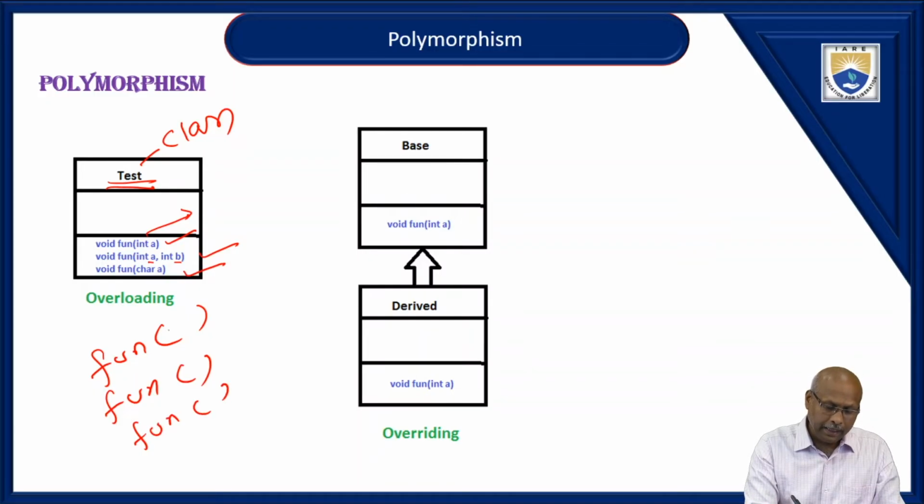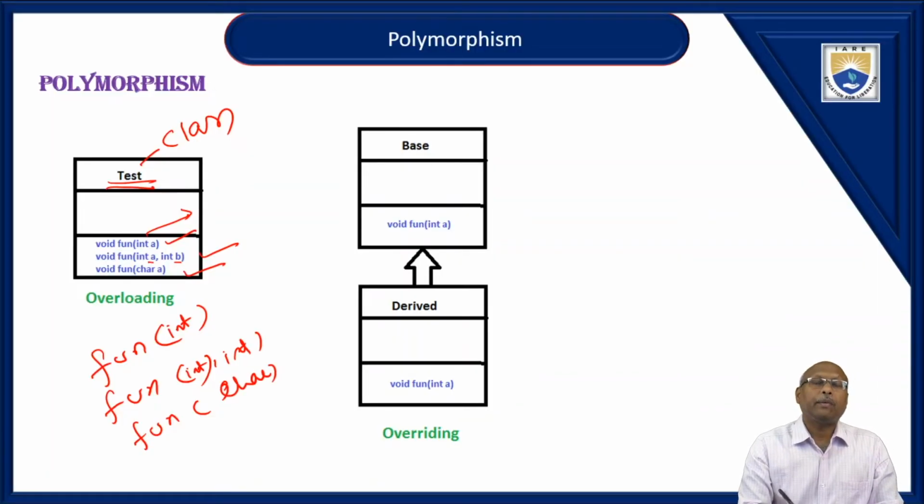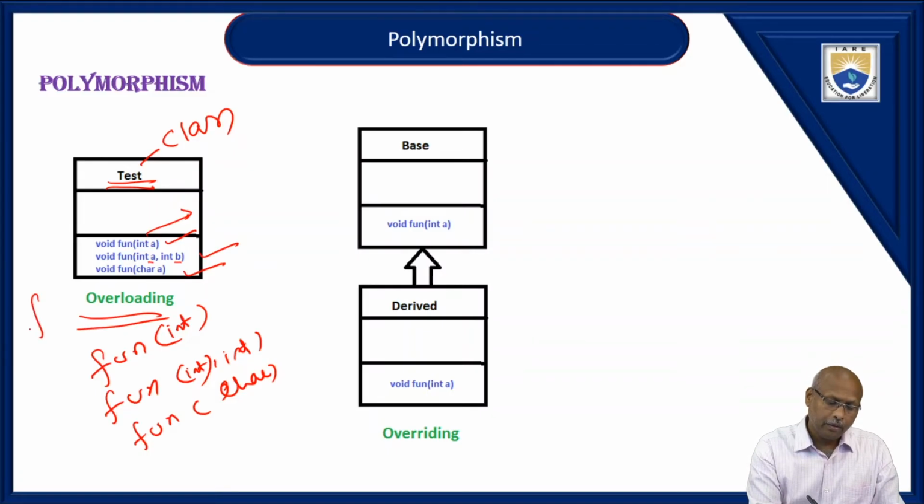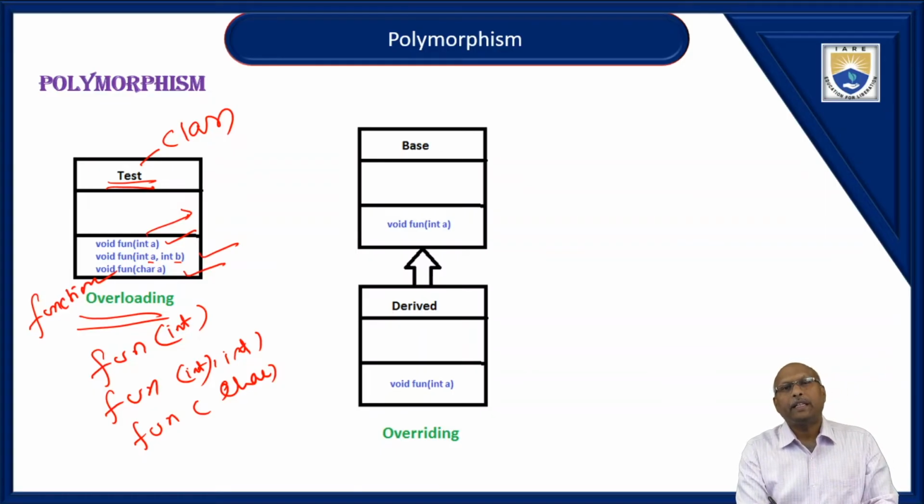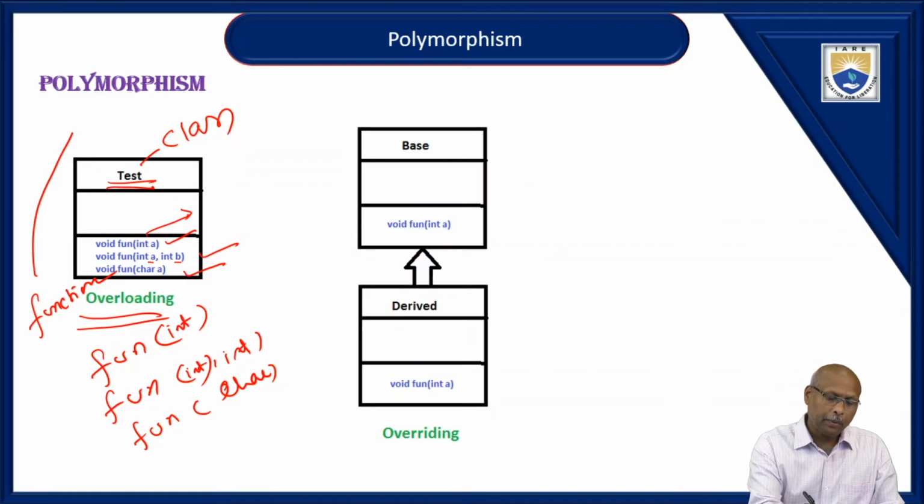But here the parameter is integer. Here the parameter is int, comma int, which means 2 parameters. Here it is char. So whenever the same function is available 3 times or more than 1 time, that is called method overloading or function overloading. This function overloading comes under your static polymorphism.